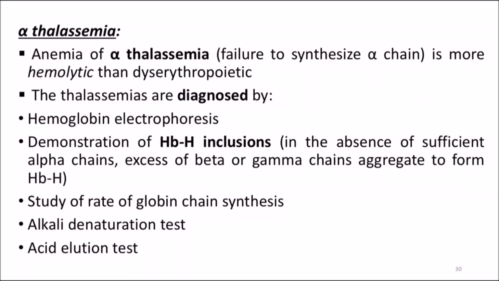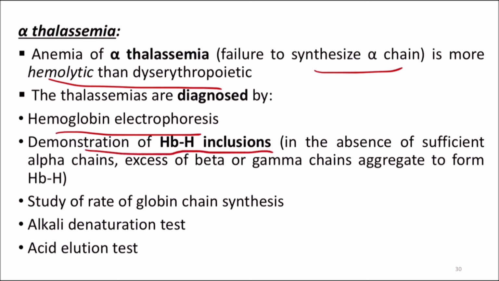Coming to the second form, alpha thalassemia, there is a failure to synthesize alpha chain. The anemia of alpha thalassemia is more hemolytic than erythropoietic. Thalassemias are diagnosed by hemoglobin electrophoresis. Demonstration of HbH inclusions can be done, that is, in the absence of sufficient alpha chain, excess of beta or gamma chains aggregate to form HbH. Other tests are study of rate of globin chain synthesis, alkali denaturation test and acid elution test.